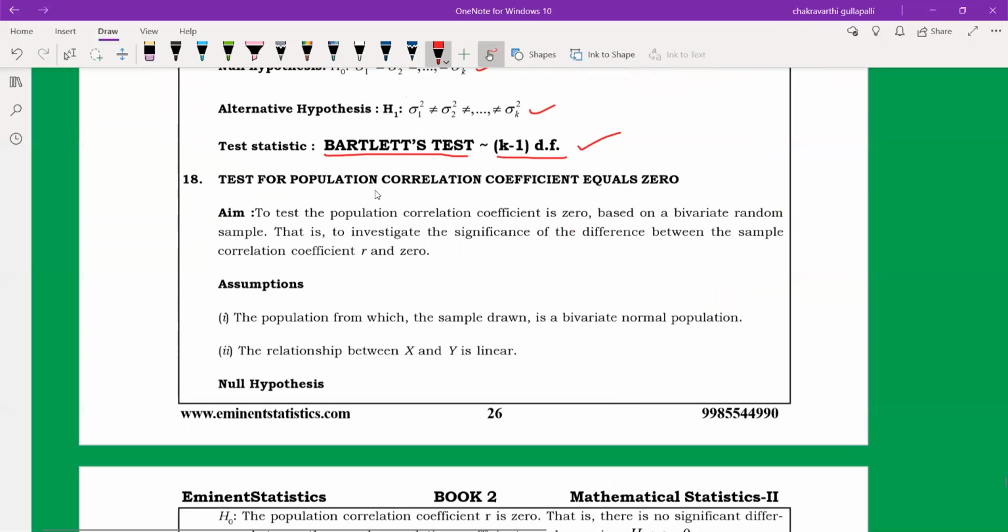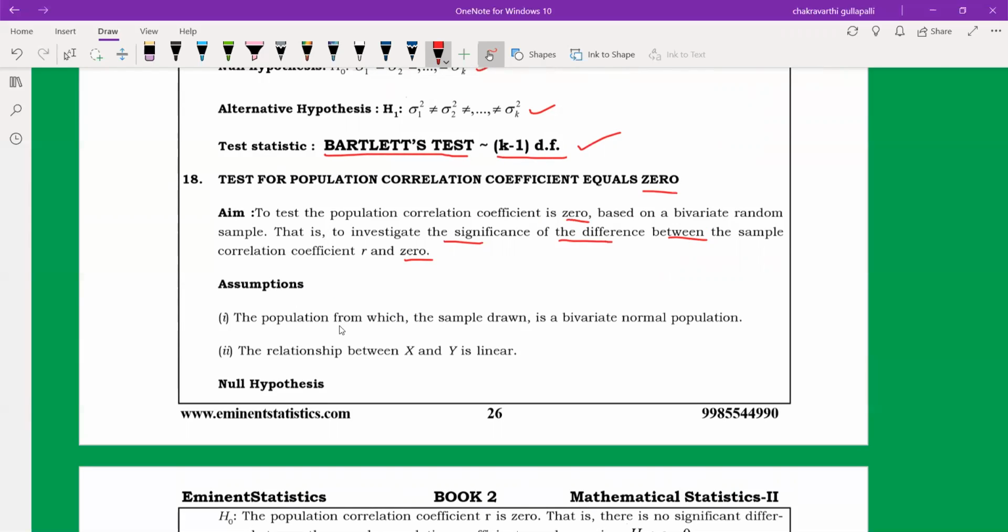Last one: test for the population correlation coefficient equal to 0. Here the population correlation coefficient means the rho value equal to 0. That is the main null hypothesis. What is the aim of the test here? To test whether the population correlation coefficient is 0 based on a bivariate random sample, that is, to investigate the significant difference between the sample correlation coefficient r and 0.